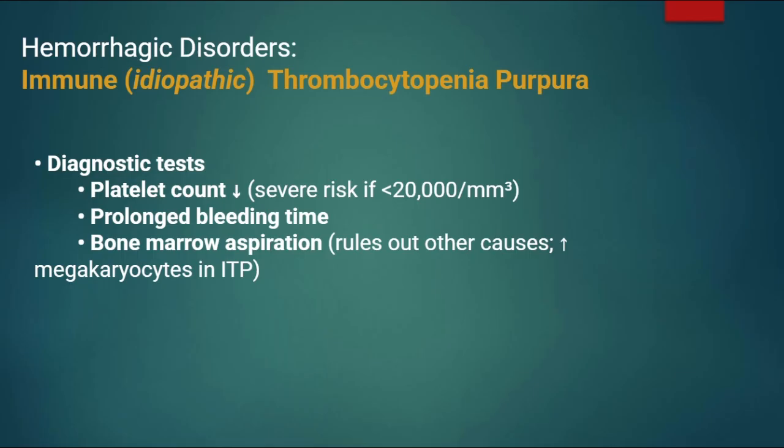Finally, a bone marrow aspiration may be performed. This test helps rule out other bone marrow disorders like leukemia or aplastic anemia. In ITP, the bone marrow usually shows normal or even increased numbers of megakaryocytes, which are the cells that produce platelets. This finding confirms that the problem is platelet destruction by the immune system, not decreased production.